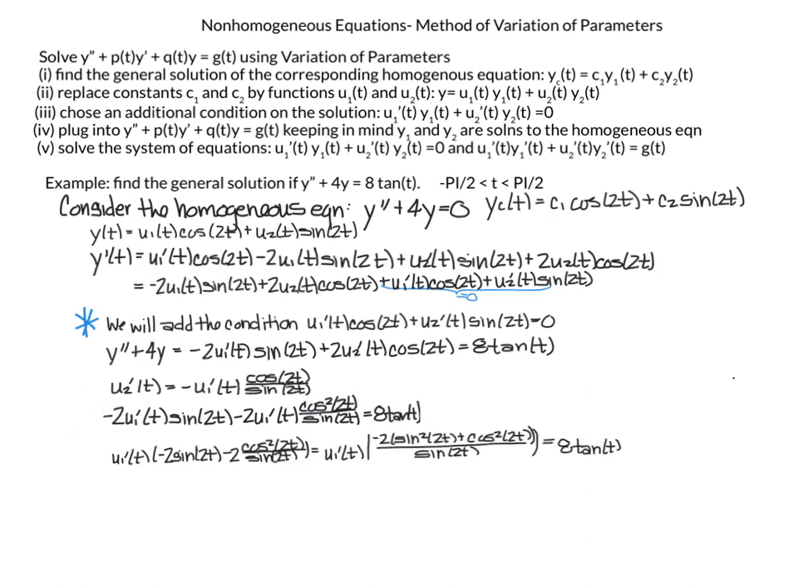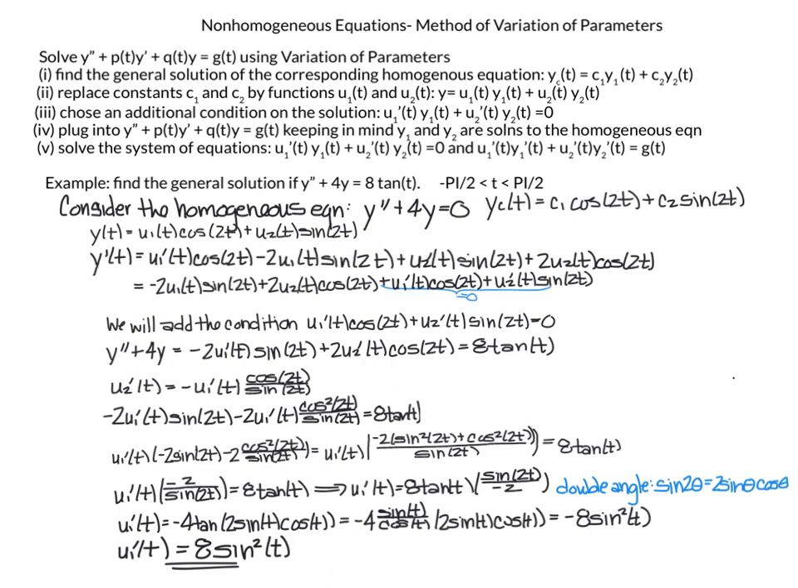This next step is just algebra. I pulled out my u1 prime of t, and then I'm left with my minus 2 sine 2t and my minus 2 cosine squared t over sine t, and that's equal to, pulling out, I still have my u1 prime out here, and I put this over the same denominator as sine 2t. So that gives me my minus 2 sine squared 2t plus my cosine squared 2t over sine 2t, and that's equal to 8 2t.